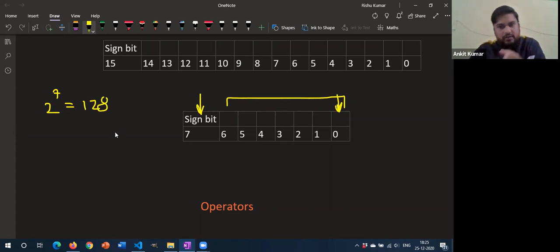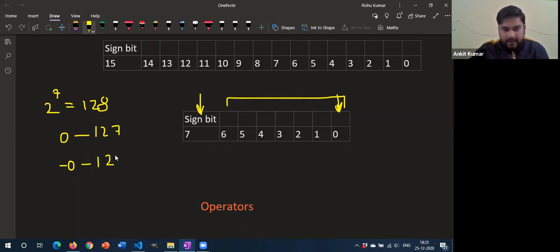Now, the same concept is applied in case of character as well. So it is 0 to 127, because we are counting from 0. This is for the positive side. And similarly for the negative side, we have minus 0 to 127.